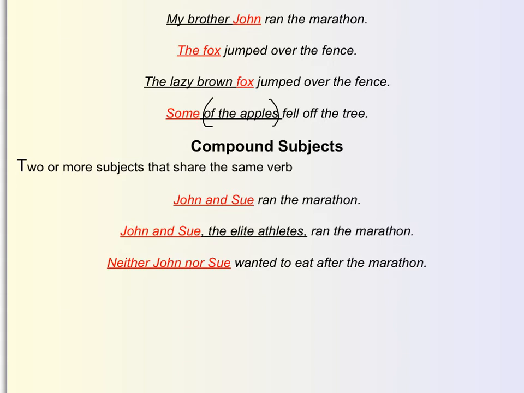In this one, John and Sue, the elite athletes, ran the marathon. The elite athletes gives us interesting information, but it's not essential, so that's not part of the simple subject. But John and Sue both ran the marathon, so they both deserve credit, so we would indicate that they are both part of that essential information. And then neither John nor Sue, this would also be both the simple and the complete subject, wanted to eat after the marathon. That's kind of sad.